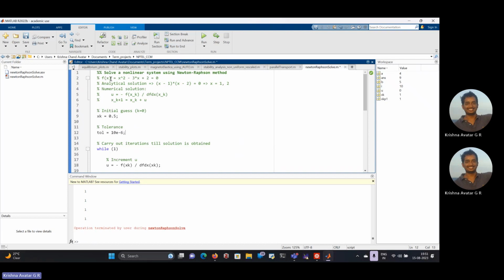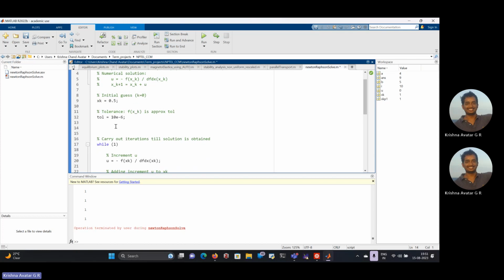So which means that I don't want f(x) to be exactly equal to 0. I just want something such that f of x_k is approximately the tolerance. Fine, this is what I want.